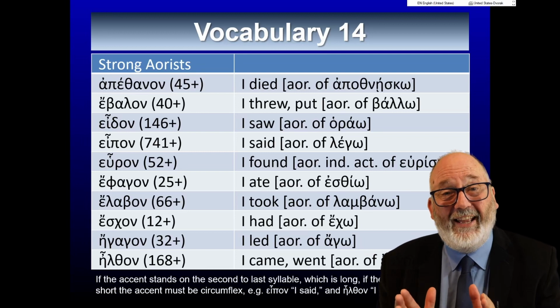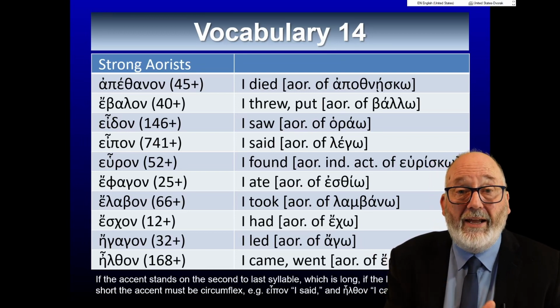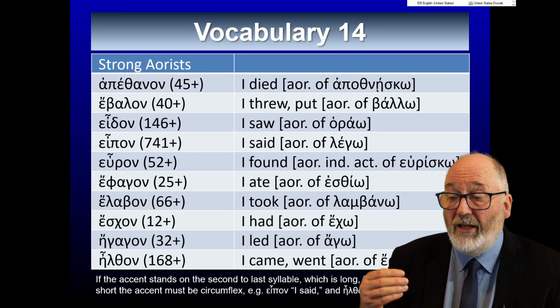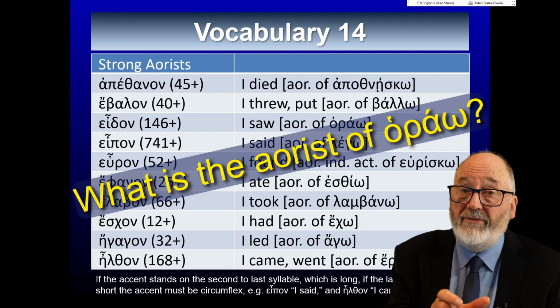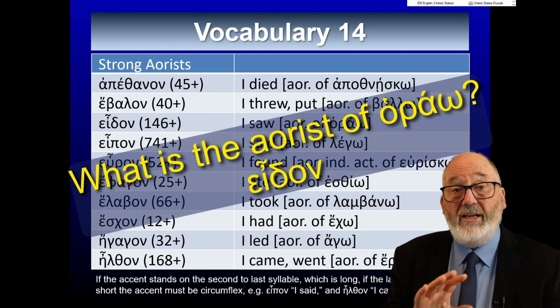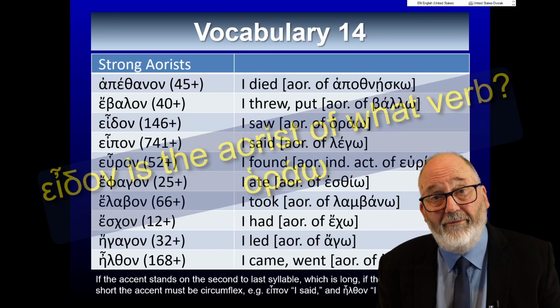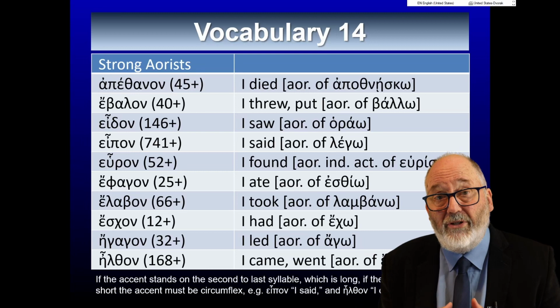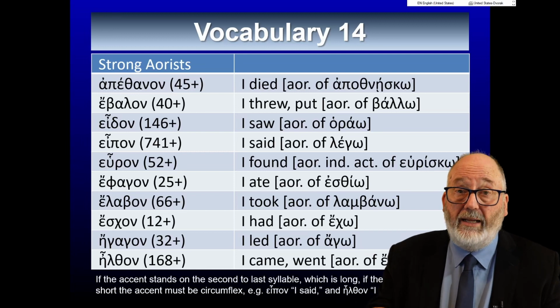But as well as that, you need to go from the present indicative to the aorist indicative. So you need to know horao, and you need to say the aorist of that is, what is it? Idon. And then you need to look at idon and say that is the aorist of horao. So that connection needs to be very secure in your head. And I even suggest that you practice writing these out. You cover one up and you write it out.